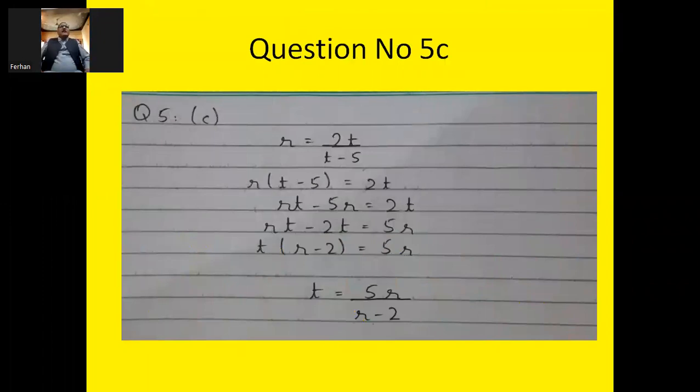So R equals 2t divided by t minus 5. So R multiplied by t minus 5 equals 2t. Rt minus 5R equals 2t. The terms which have t in them, bring them to the left side. So Rt minus 2t equals 5R. Take the t common. So t bracket R minus 2 bracket close equals 5R. Take this R minus 2 bracket to the other side, it will divide on the other side. So you will have t equals 5R divided by R minus 2.